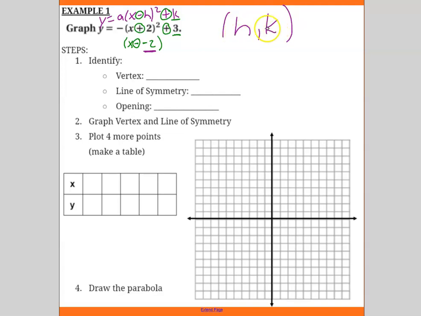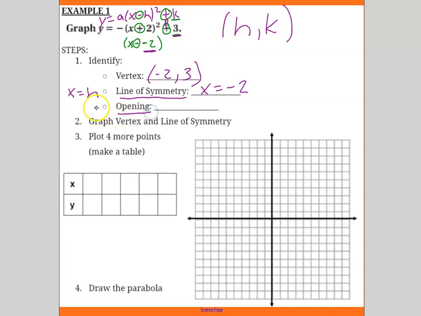So our vertex is h, k. Our h is that negative 2, so negative 2. And then our k is that 3 because it was the plus sign match, so we can just take the 3 as positive. All right, our line of symmetry, remember as we said, is that x equals h. Well, our h is negative 2, so our line of symmetry is x equals negative 2.